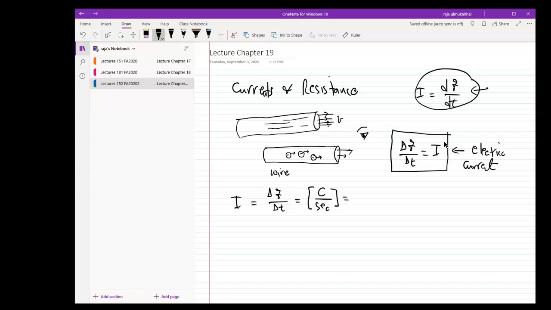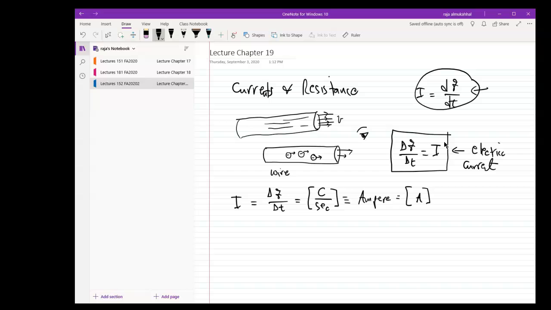Well, rather than writing it as coulomb per second, which is very proper, very nice unit, we refer to this as, we call it the ampere, or amp. Okay? The formal, the official symbol of the ampere is the capital letter A. Okay? Got it so far?